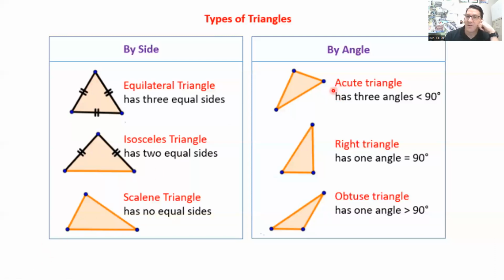And then if we were to classify triangles by their angles: an acute triangle has all three angles less than 90, a right triangle has one 90-degree angle, and an obtuse triangle has one angle greater than 90. We're not going to be focusing so much on those today. We are dealing with these isosceles triangles today.